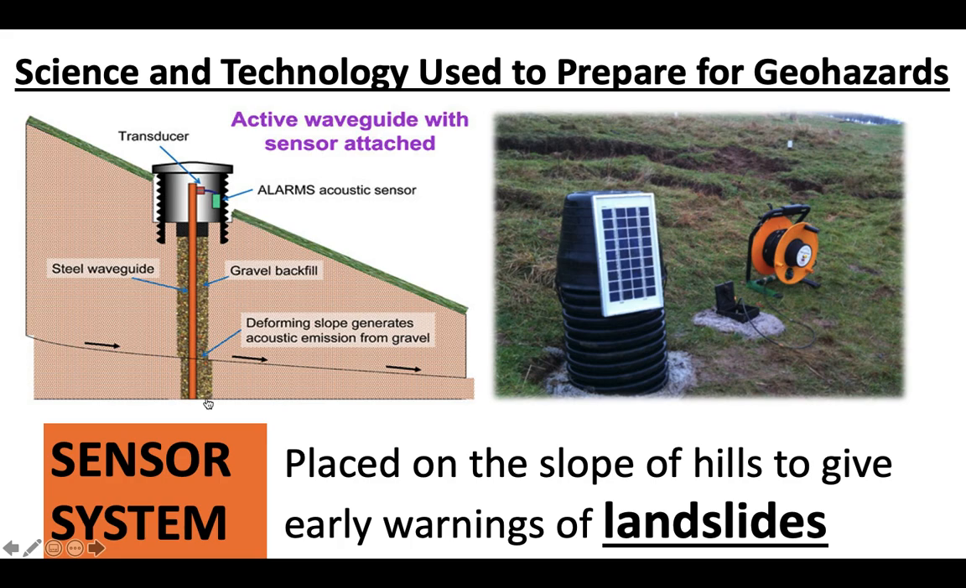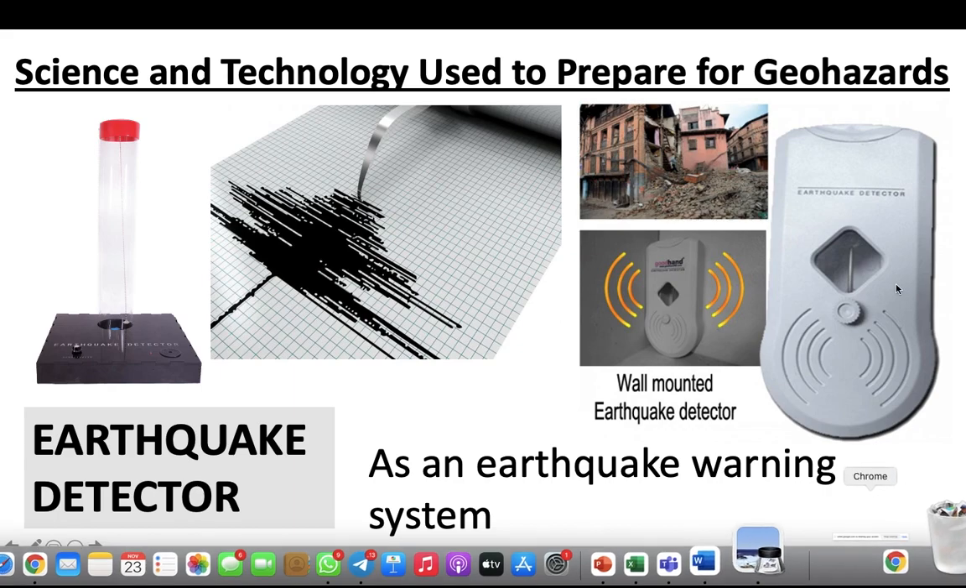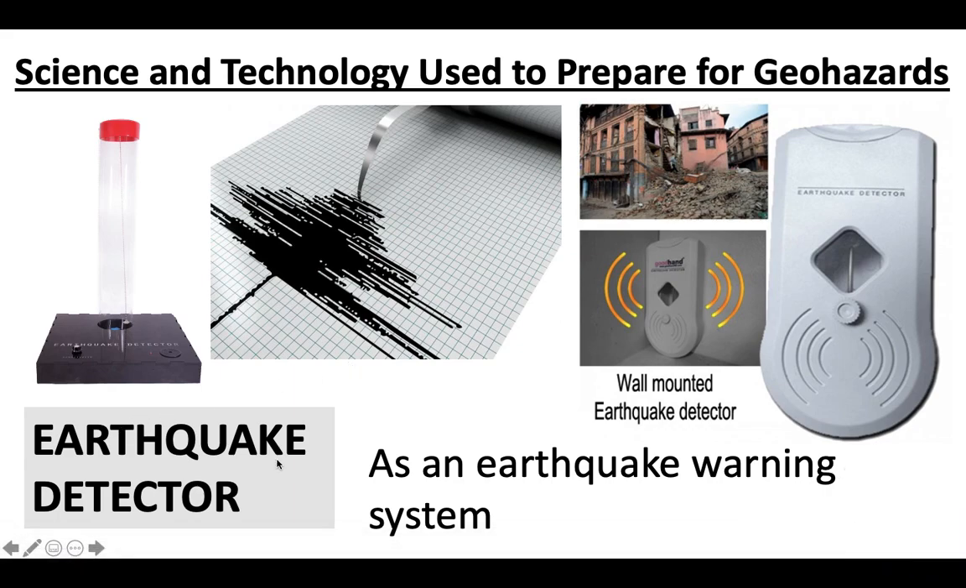Oh, apa nama dia? Inclinometer. Awak search dulu ke? Kalau mention ni pun tak apa dah. Sensor system. Dia satu device juga kan? Untuk bagi early warnings of landslide. Tsunami warning system, TWS. Untuk bagi warning lah about tsunami. And also number 3. Earthquake detector. Okay, as an earthquake warning system.